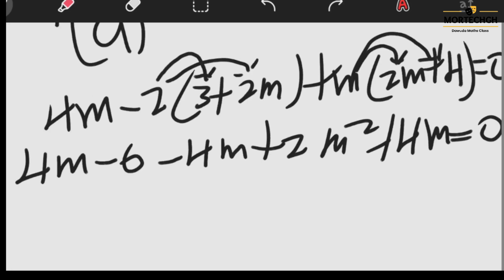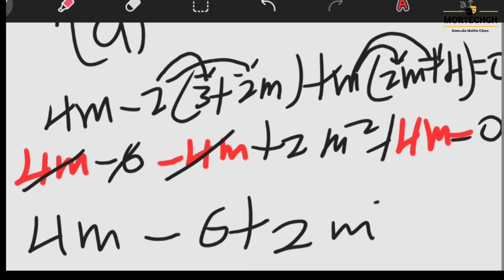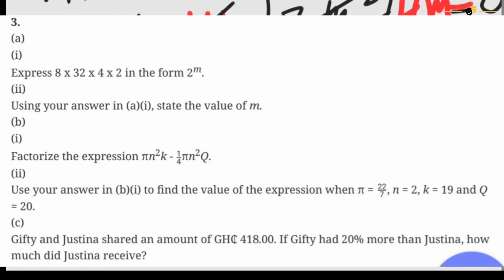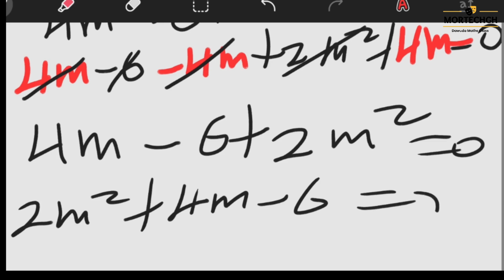So let's consider the first term, which is 4m. Now we have 4m here, we have minus 4m here, we also have 4m here. So 4m minus 4m plus 4m, so we have 4m here, because this 4m will cancel this 4m, leaving one of the 4m. So we have 4m, and then we have minus 6, plus 2m squared, right, is equal to 0. This is a quadratic equation, so it can be restated as 2m squared plus 4m minus 6 to be equal to 0. This is a quadratic equation.